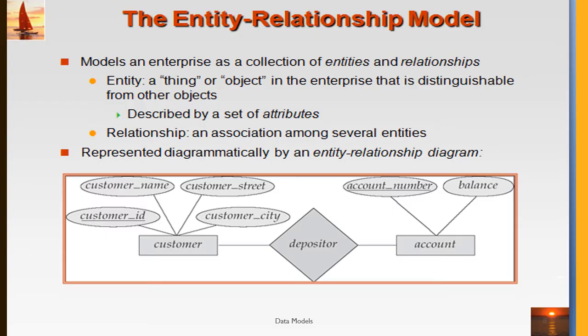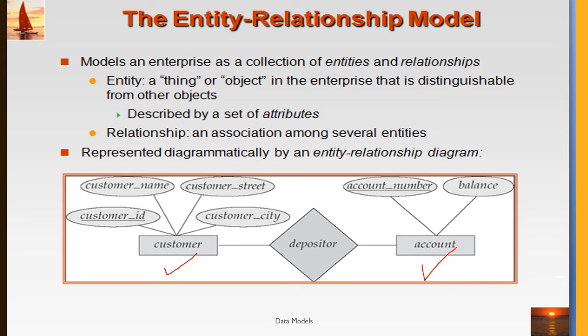Entity relationship model an enterprise as a collection of entities and relationships. Entity, as I told earlier, is a thing or object in the enterprise that is distinguishable from other objects. For example, in the given example, customer is an entity, account is another entity. And each entity has a set of attributes. The attributes of customer entity are customer ID, customer name, customer street, and customer city, whereas the attributes of account entity are account number and balance.